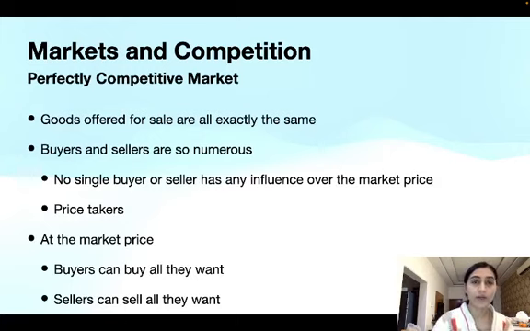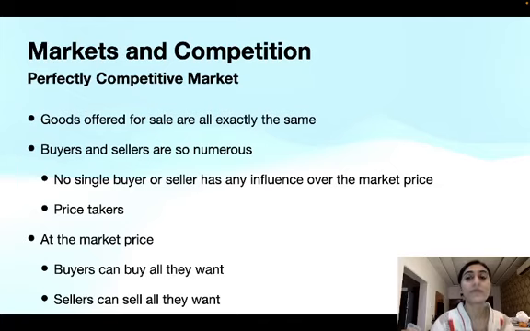Again, we have already covered what a competitive market is. In a perfectly competitive market, the goods offered for sale are exactly the same. There are many sellers in the market, and the product sold by each seller is the same. The buyers and sellers are so numerous that one seller or one buyer cannot influence the market price, and therefore when the market price is determined by the market, the seller and the buyer become price takers.